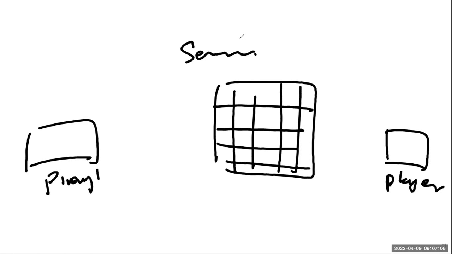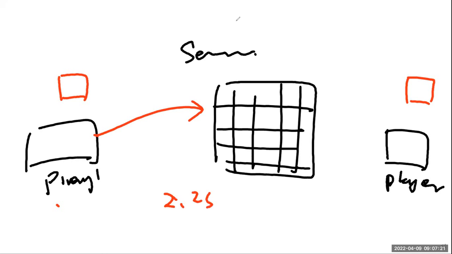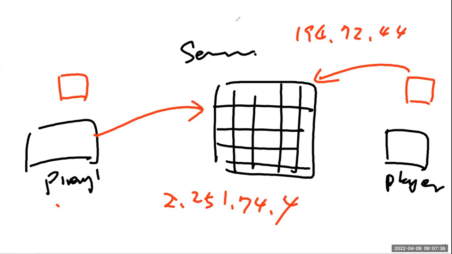Initially your player's window will be set up, and here you will also set up some game board. Player one needs to register to the server. Say player one's IP address is 2.251.74.4, and player two has another IP address, maybe 194.72.44.7, whatever number. So both register on the server.